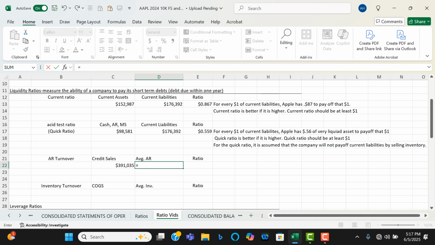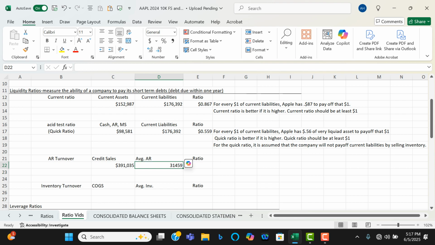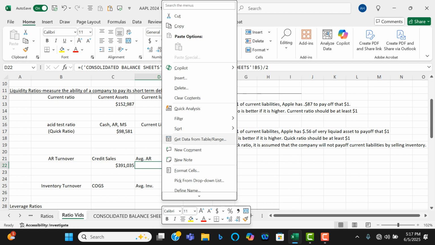Okay, so let's see how this is calculated here. We're going to go to the balance sheet over here. I'm not using the non-trade receivables because they may not even be for sales of inventory. I want to use the trade accounts receivable, which means that they're probably for sales of inventory. So we have 29,508 as our beginning, plus we're going to take the ending accounts receivable of 33,410, and we're going to divide by 2. Okay, so our average accounts receivable balance is 31,459.